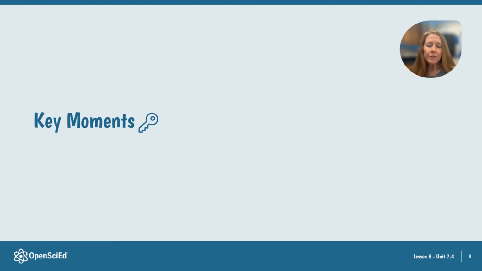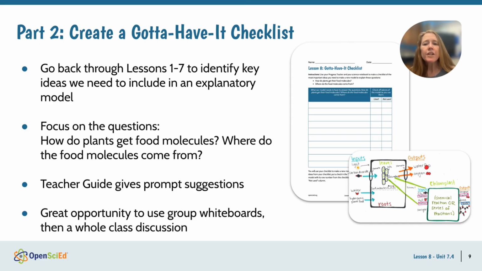So let's take a look at a few key moments of this lesson. In part 2, we create a Gotta Have It checklist. The students go back and revisit everything we've done to identify key ideas in order to answer our question, where are plants getting food molecules from? It's really helpful to focus the students on the questions we're trying to explain. So where are they getting these food molecules from?